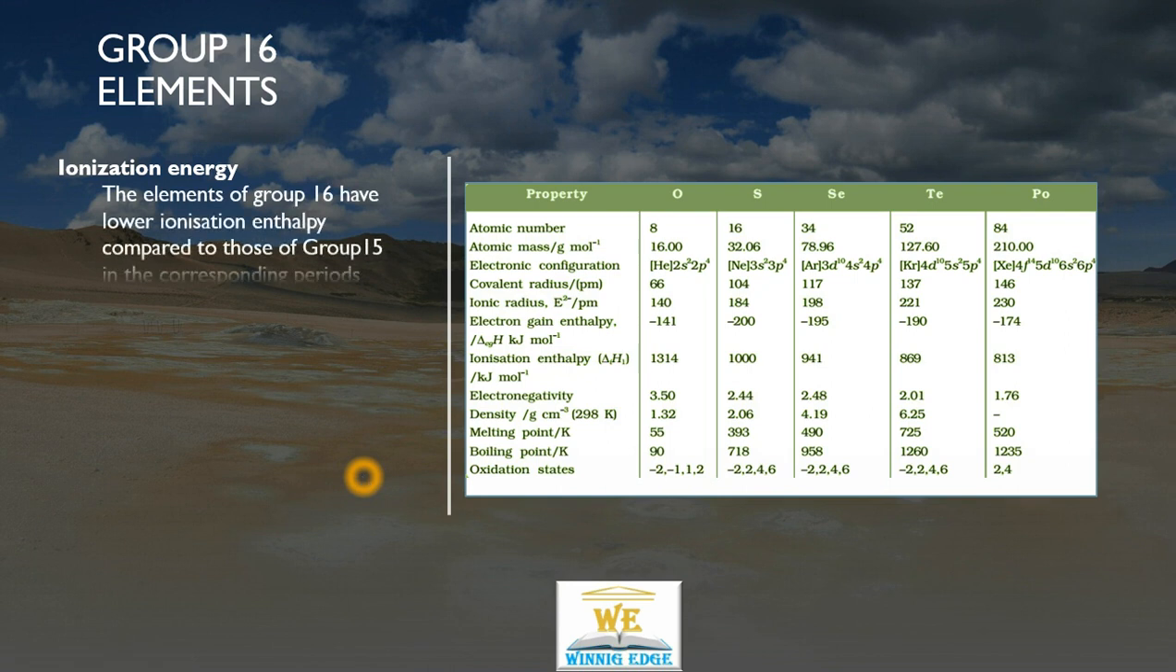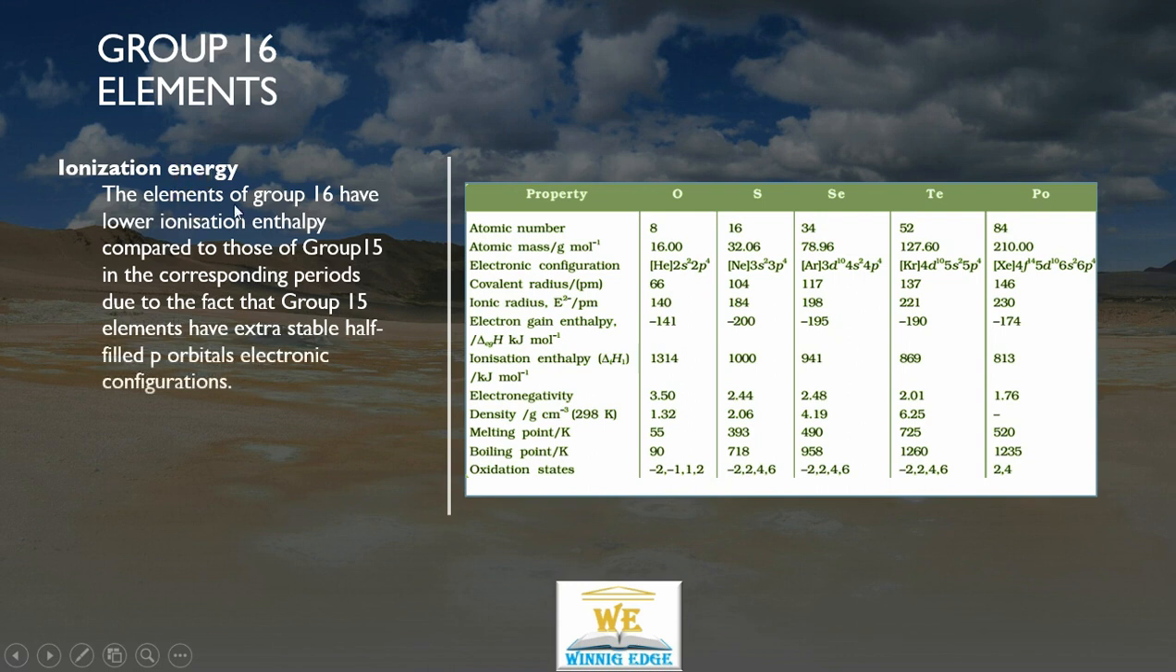Next is ionization enthalpy. Group 16 elements have lower ionization enthalpy compared to group 15 elements. The reason is group 15 elements have extra stable half-filled p orbitals. Because of their half-filled electronic configuration, they have higher ionization enthalpy compared to group 16.